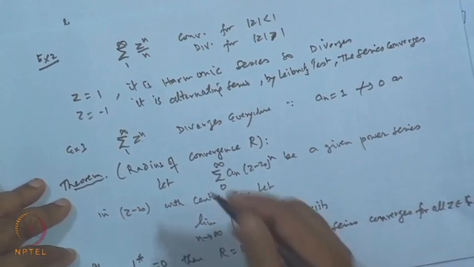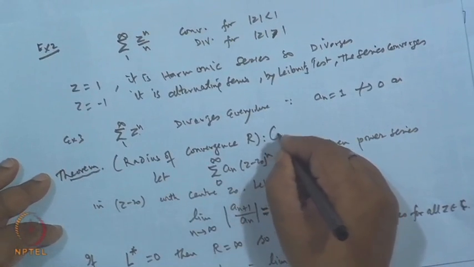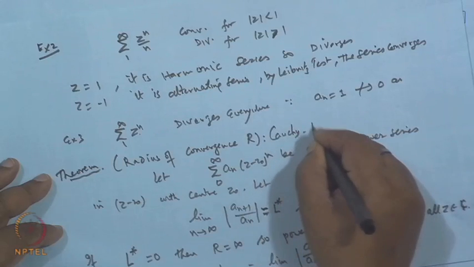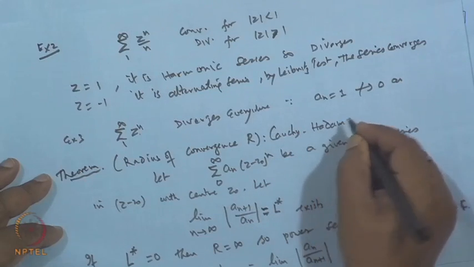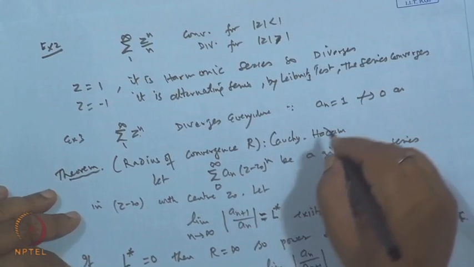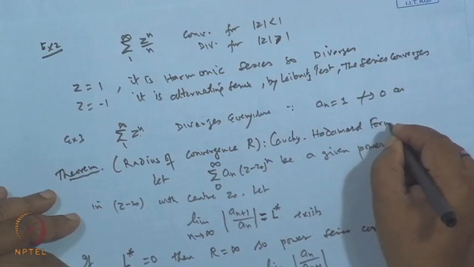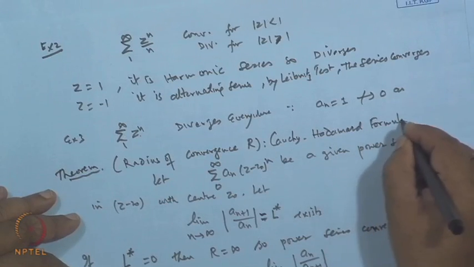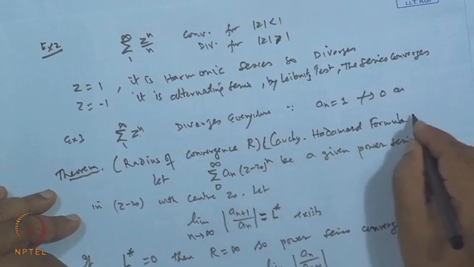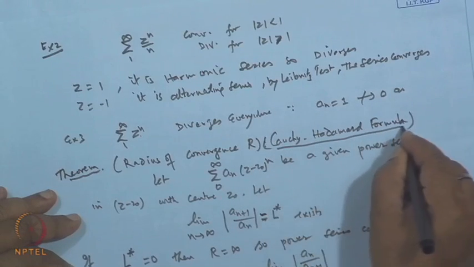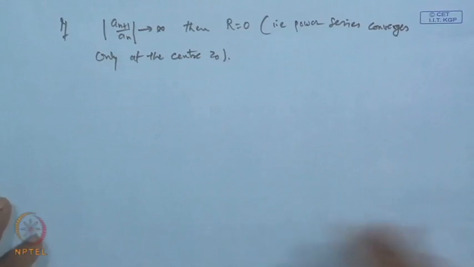So, this is the result, and it is given by Cauchy-Hadamard. It is also known as the Cauchy-Hadamard theorem, or the Cauchy-Hadamard formula. Let us see the proof of this.